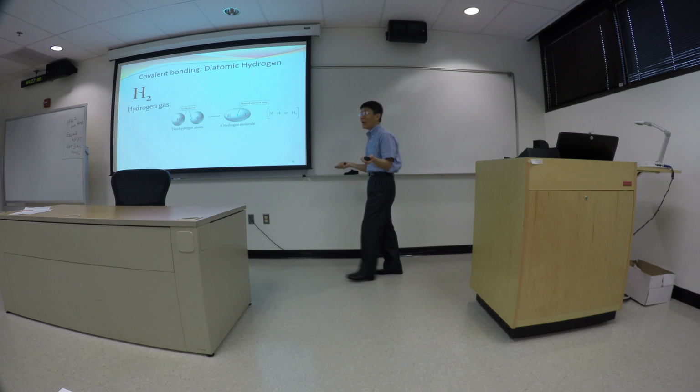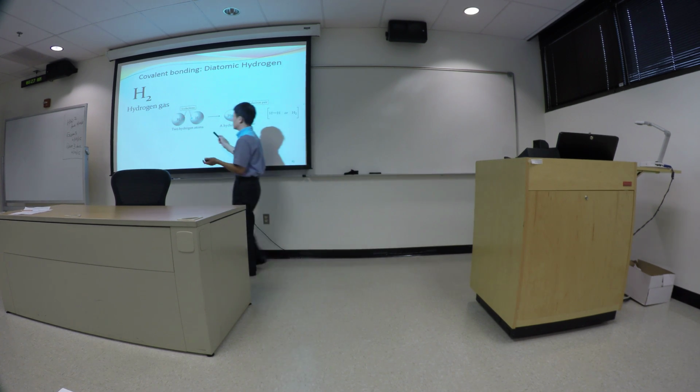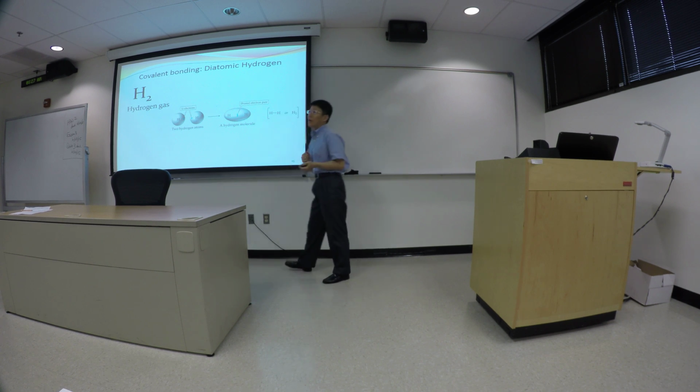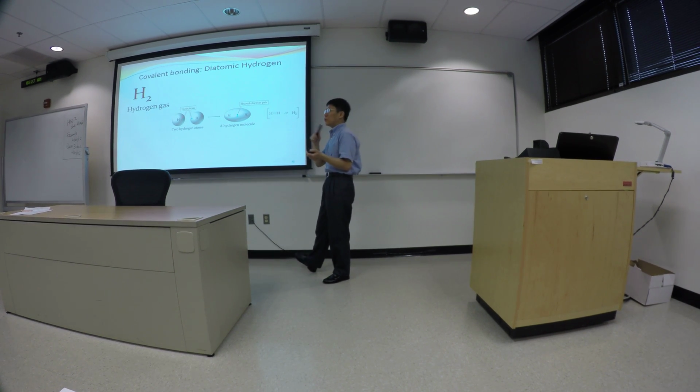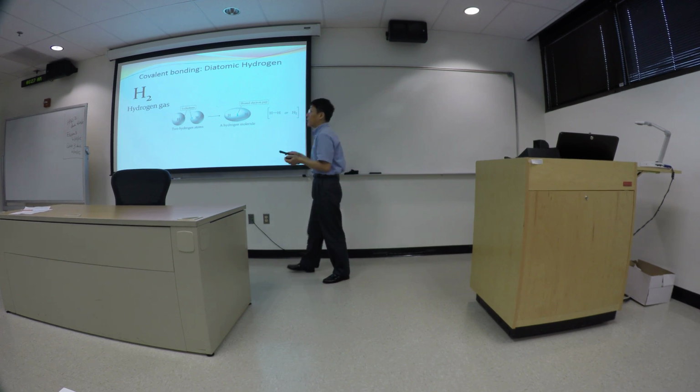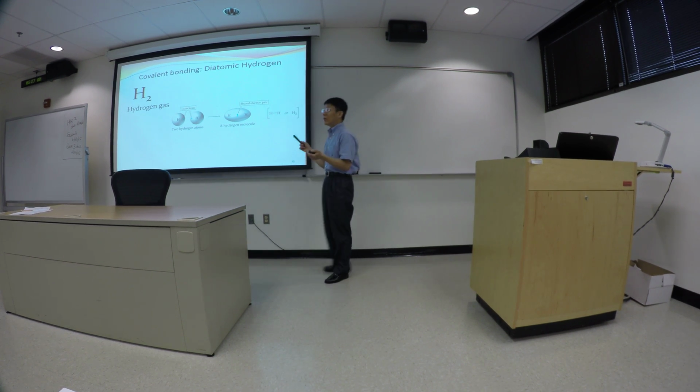Okay, so what happens in terms of the valence electrons there? Each hydrogen has one valence electron. And hydrogen is group 1A. It's in the first period. The noble gas element in the first period is helium.